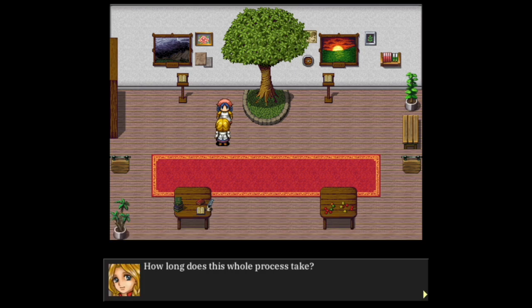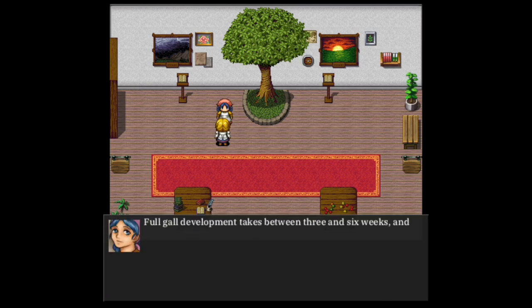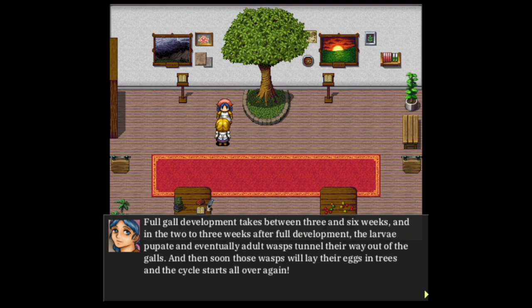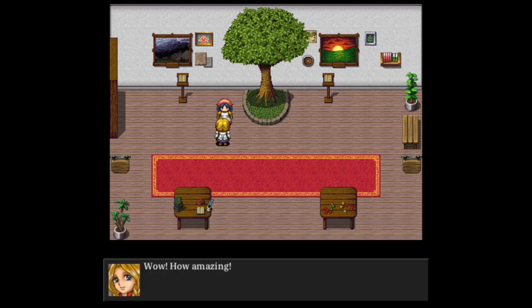How long does this whole process take? Full gall development takes between 3 and 6 weeks, and in the 2 to 3 weeks after full development, the larvae pupate and eventually adult wasps tunnel their way out of the galls. And then soon those wasps will lay their eggs in trees and the cycle starts all over again. Wow, how amazing. I love the circle of life.